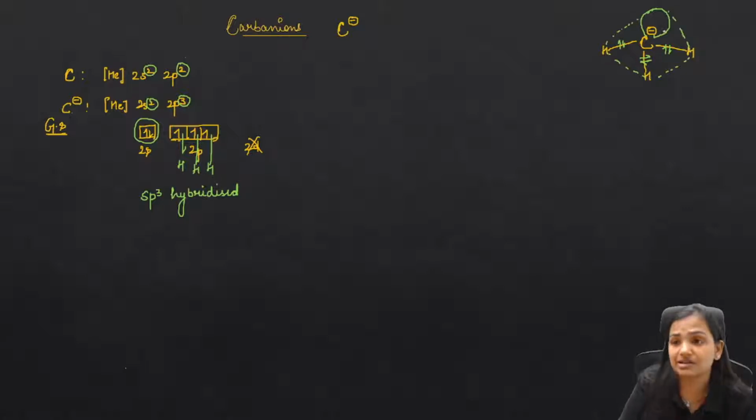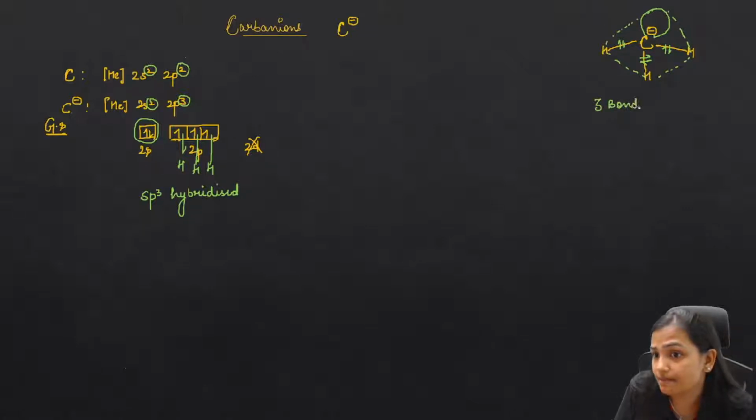We can't say that this is a lone pair. We can say that there are 3 bonded pairs and 1 non-bonded pair of electrons.